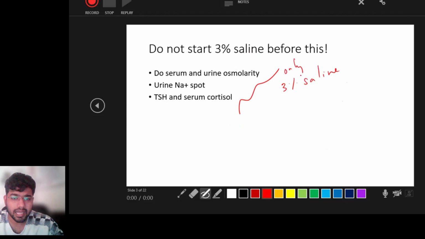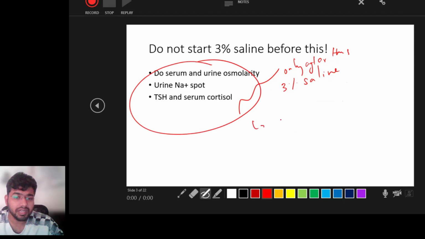Only after this, you have to give 3% saline, because giving 3% saline can alter these values. These values are very important in diagnosing the cause of hyponatremia.